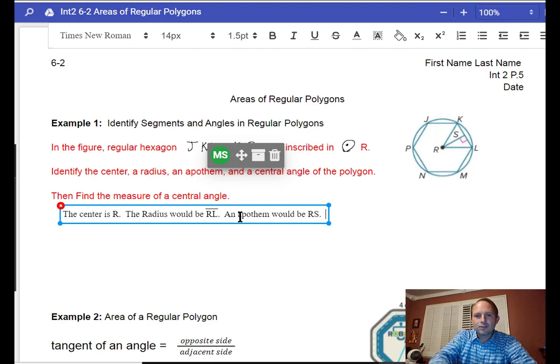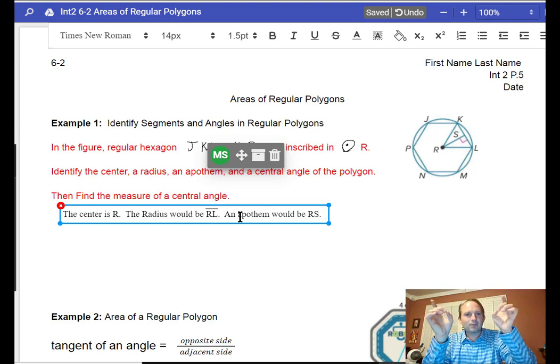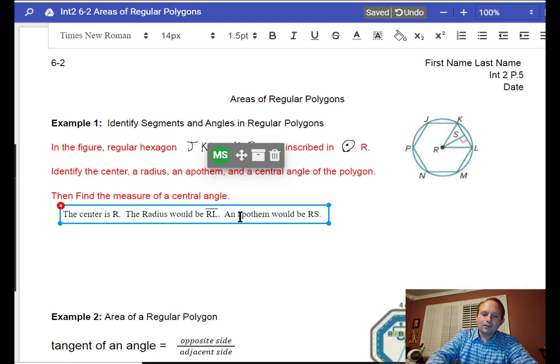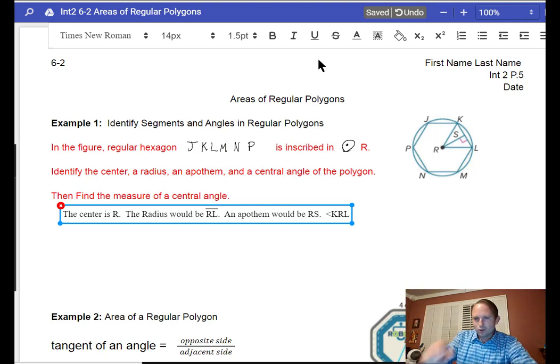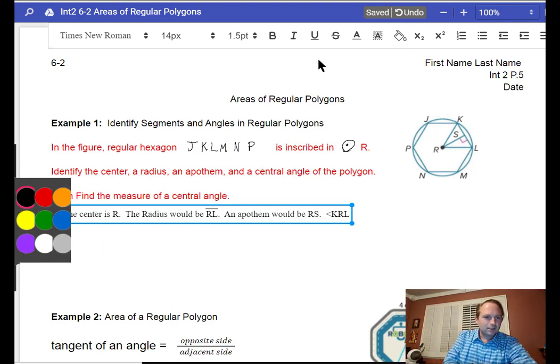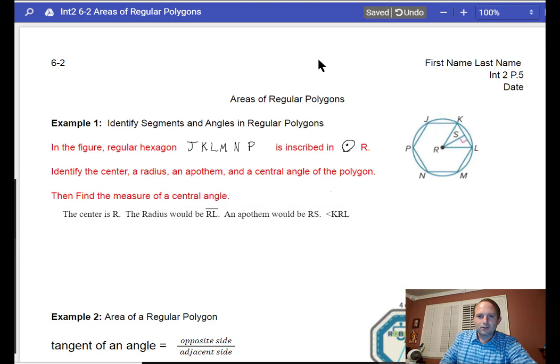Okay, so the central angle of the polygon. Well, let's take 2 points with the vertex at the center. So angle ARL. Now that's a little shorthand. Normally I like to do the drawing like this and say angle KRL, but shorthand's okay if you're typing it up.